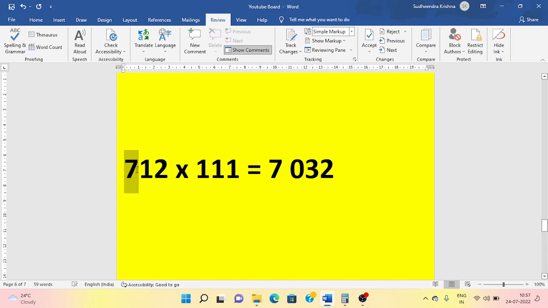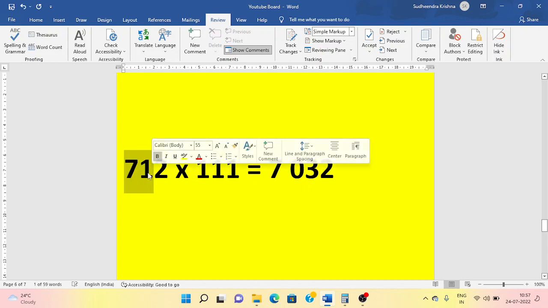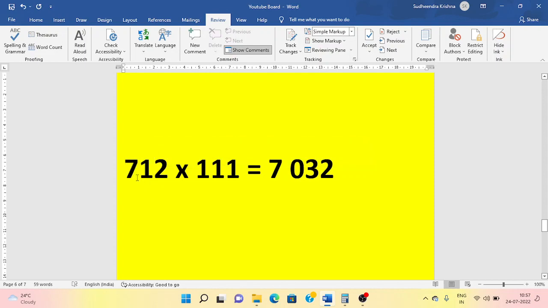Now you add 7 and 1. 7 plus 1 is 8. 8 plus 1 carry will give you 9. So this is the required answer. So 712 into 111 is equal to 79,032. This is as simple as this.